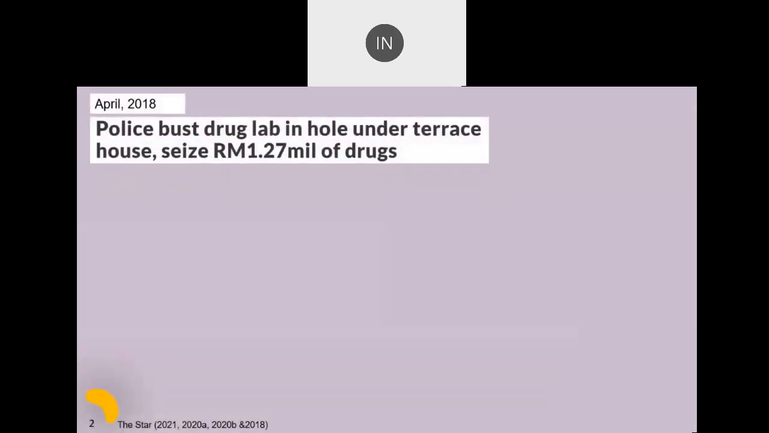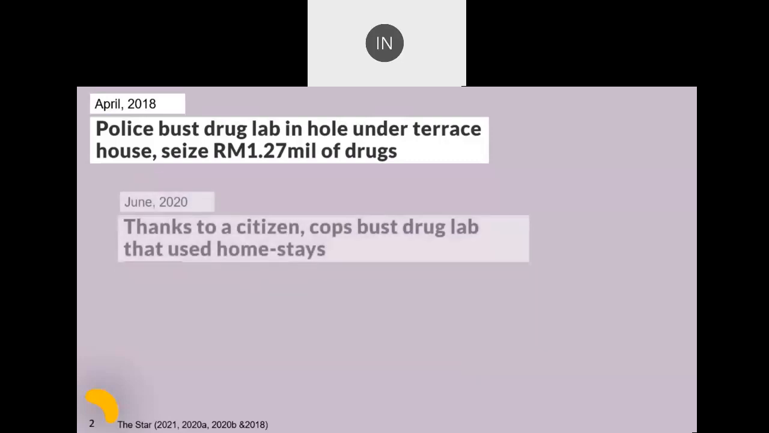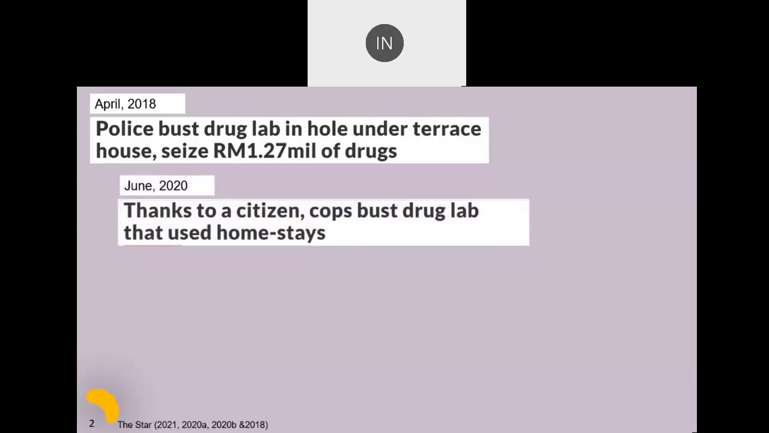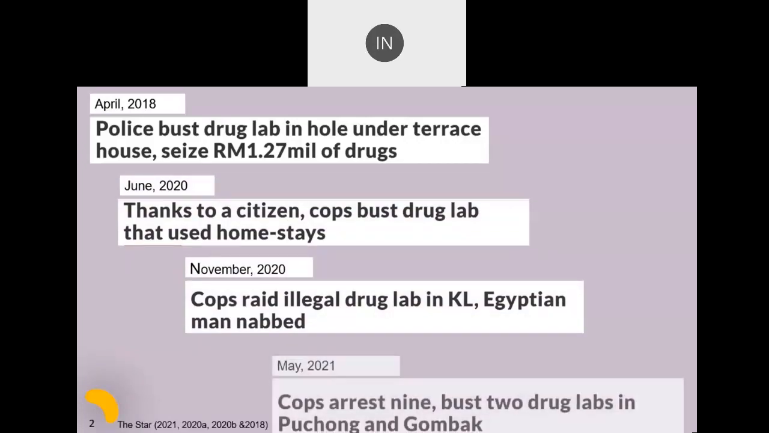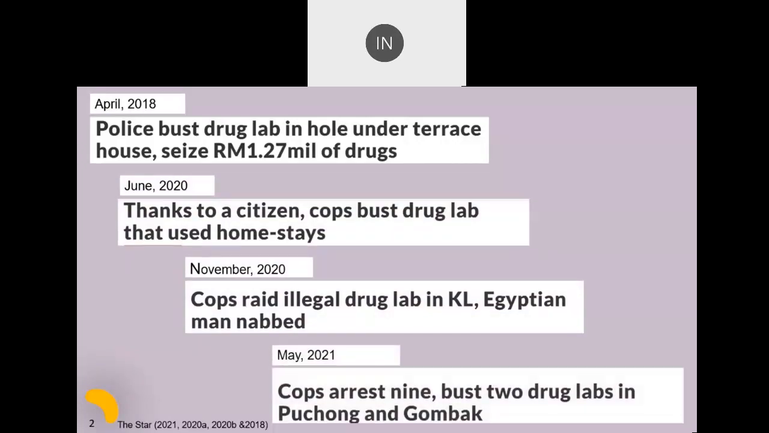In 2018, the Royal Malaysian Police seized a drug lab and 1.27 million ringgit of drugs. In 2020, illegal drug labs were raided. A person was caught. This year, another two drug labs were seized. More individuals were arrested. These were some of the many cases investigated by our law enforcement agencies.